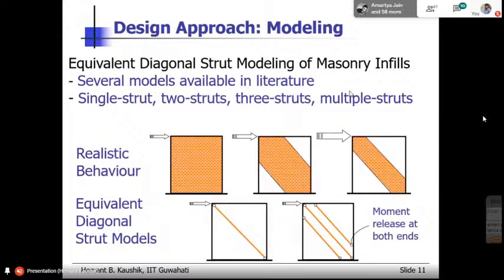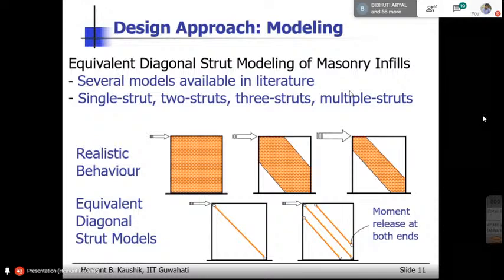Now let us come back to the in-plane behavior. For in-plane behavior, we have to model these walls as infills and then see how they behave. What is the influence of these infill walls on the columns and the beams, and then try to design them so as to prevent the shear failure in the columns and possible failures in the beams. Now, one interesting point here is that during this entire testing sequence, I have just shown you one frame.